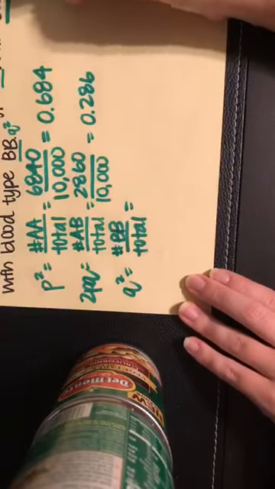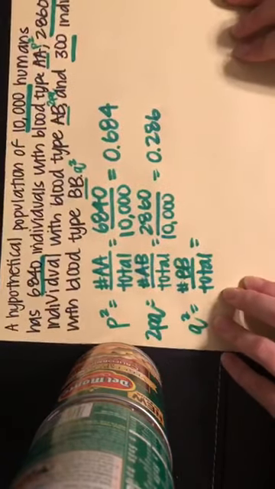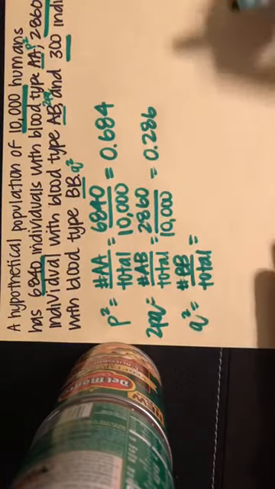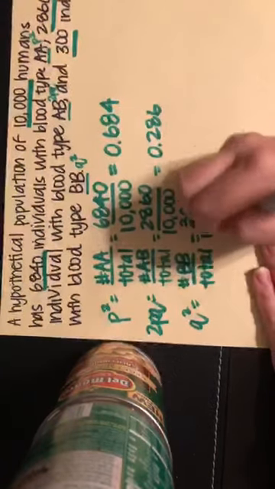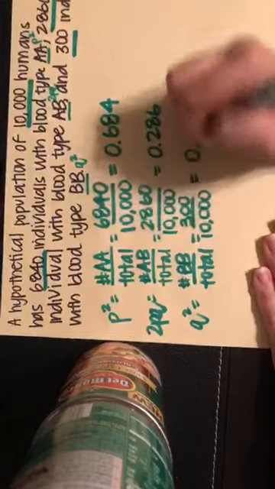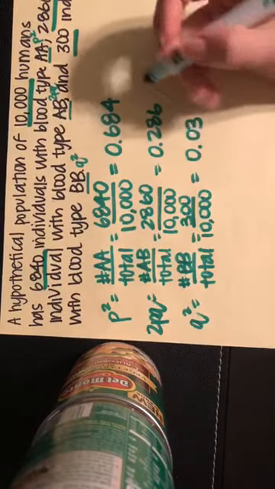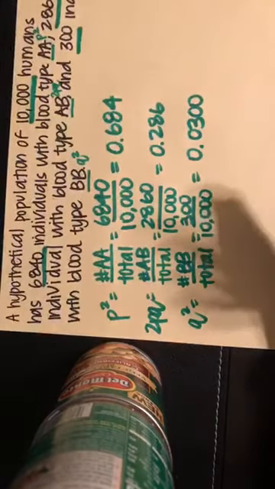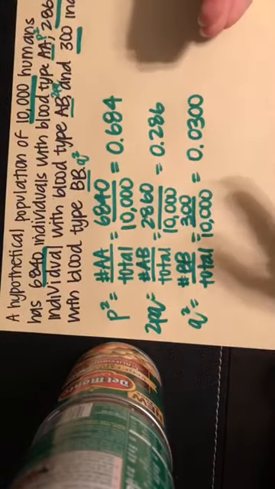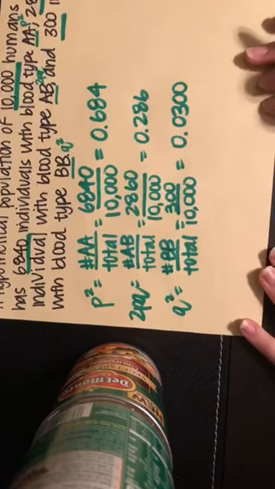And then my q squared is going to be my number of B's divided by my total. Look at the question. It says there's 300 individuals that are BB, and I just realized that you can't see the question, so I'm sorry, guys. So 300 individuals divided by our 10,000 gives us 0.03. And you could add all the zeros if you want, okay? And to verify, of course, this adds up to 1. So we're meeting our Hardy-Weinberg, okay? We have 100%.